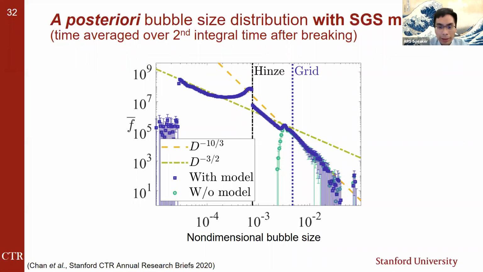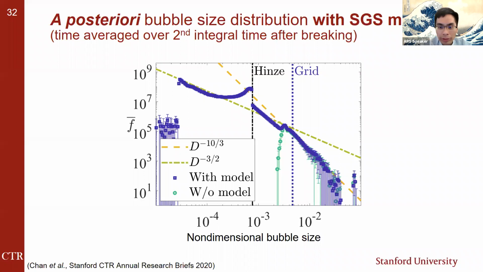So here I'm plotting a negative 10 power law scaling at large sizes, negative 3/2 power law scaling at small sizes. So these are the two dashed and dash-dotted reference lines. The green dots represent the distribution obtained without a model, so just Eulerian bubbles. And the dark blue points represent the distribution with a model, so Eulerian to Lagrangian transfer and then Lagrangian breakup.